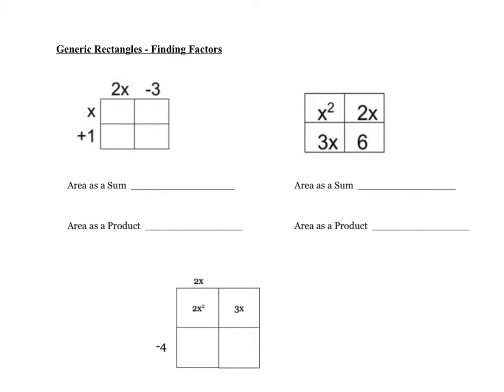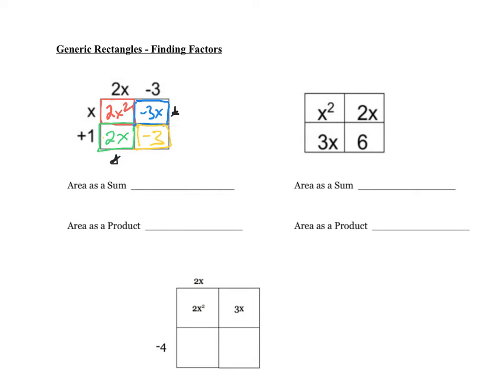First example, just to refresh your memory on what we're doing with generic rectangles. We're multiplying. And in this case, remember, we try to find what's in this box by taking 2x times x and finding that's 2x squared. This box comes from x multiplied by negative 3, which is negative 3x. This box comes from 2x times 1, which is just 2x. And the last box comes from negative 3 times 1, which would be negative 3. And recall that the diagonals of these, so this one and this one, are usually like terms, and we can add them together. So you should check those diagonals.